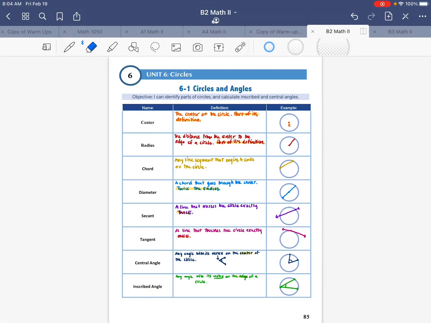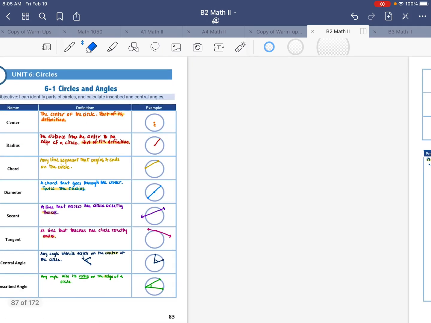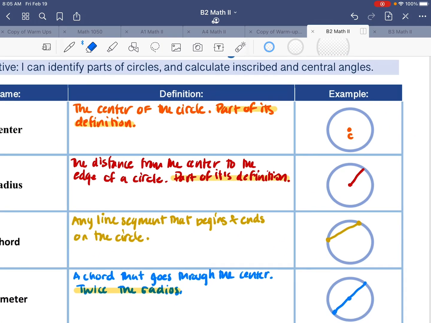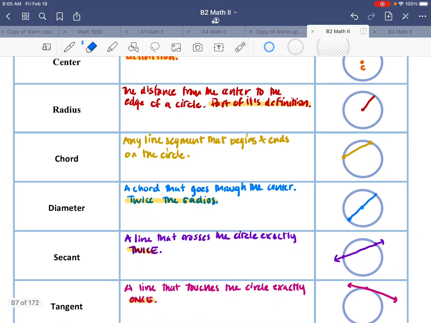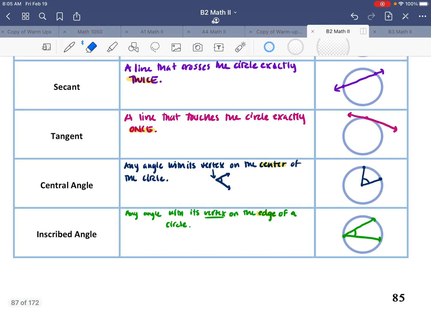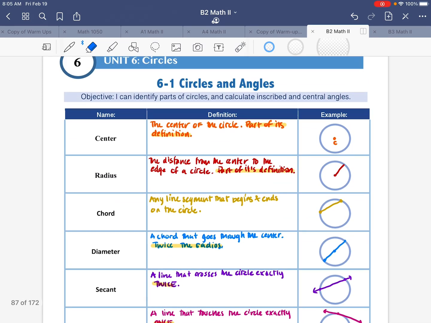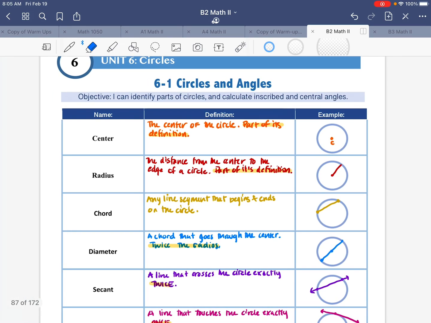Alright, this is 6-1, the first lesson in the unit about circles, Unit 6. The first 2 pages of these notes have a bunch of definitions and examples over here. They're pretty self-explanatory, so I will let you copy those down and interpret them because I think that you can. They should be in the notes copied in Canvas below.